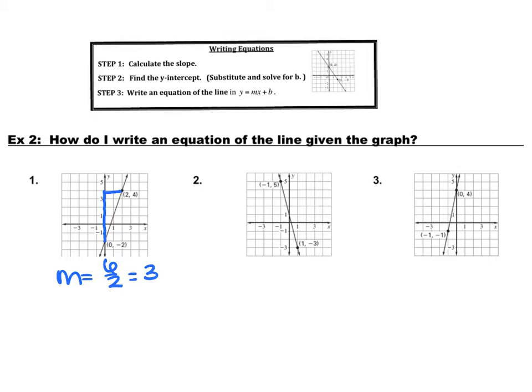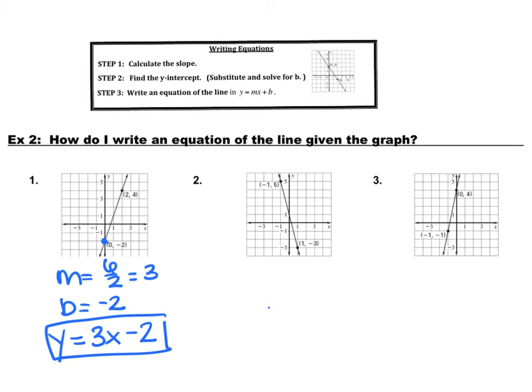And our y-intercept, remember, is where it's going to cross the y-axis. So where it's crossing the y-axis is right here at the -2. So our b is equal to -2. So now we just have to write this into slope-intercept form. y equals 3x, and then the y-intercept is -2, so we have minus 2.